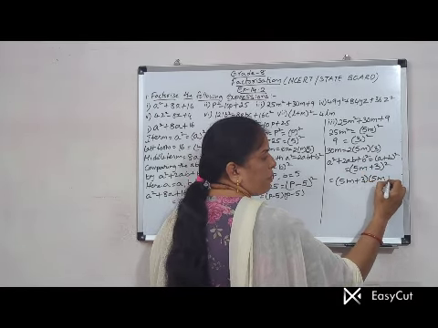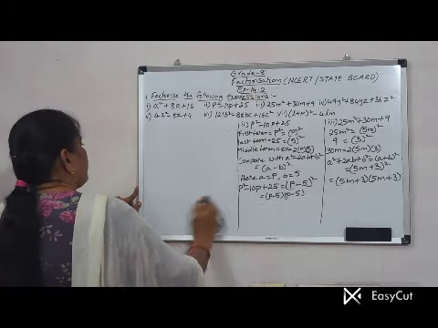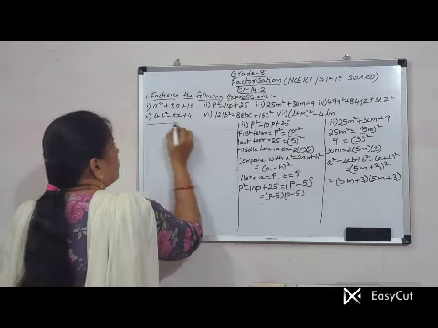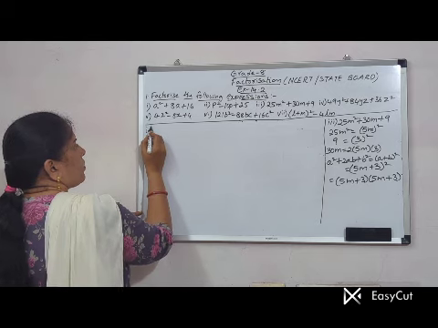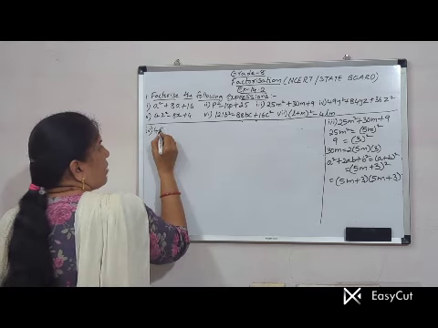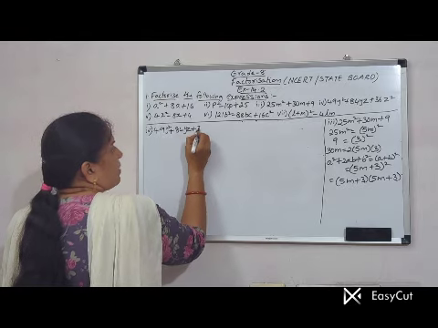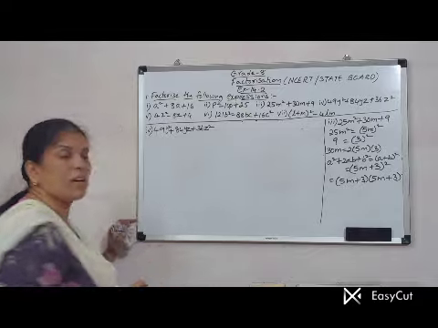All of you understood now? Now we will go to the fourth question. Fourth one. 49y square plus 84yz plus 36z square. This is the question.